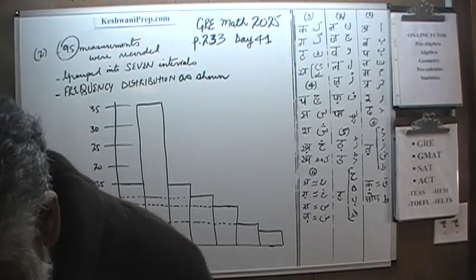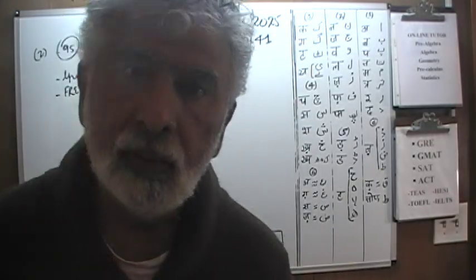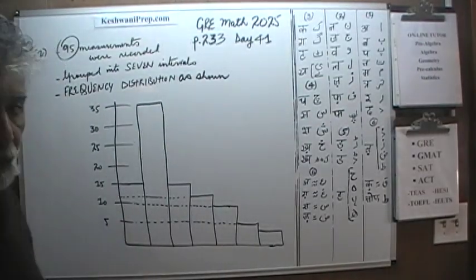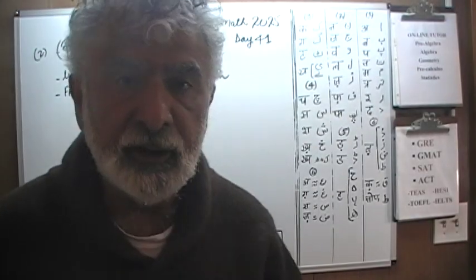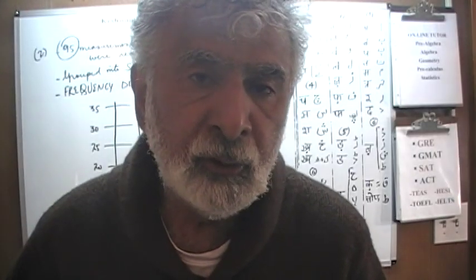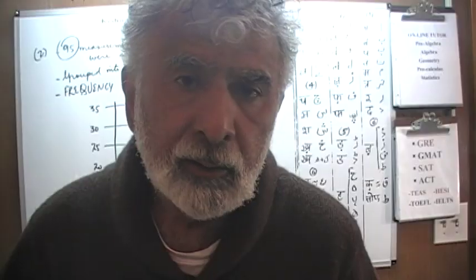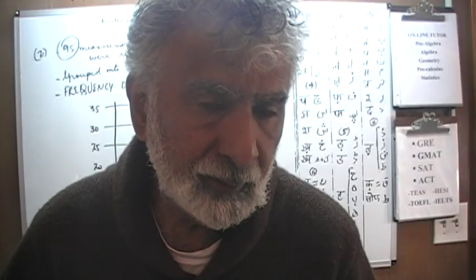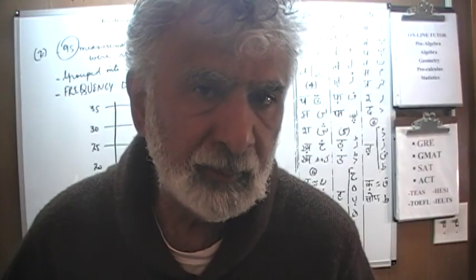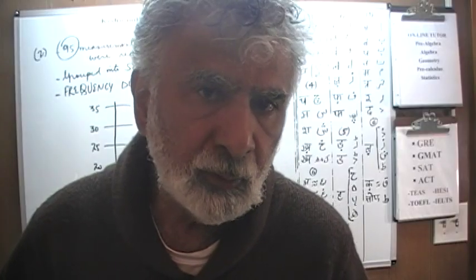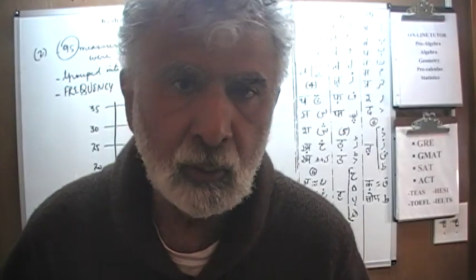Today is our lesson number 41. We are on page number 233, problem number 2 on page 233. On page 233 you will see only two problems, 1 and 2. We did problem number 1 yesterday. It was a very simple, very babyish problem. It was a gift. The problem that we are about to do will require some thinking, would require some work.